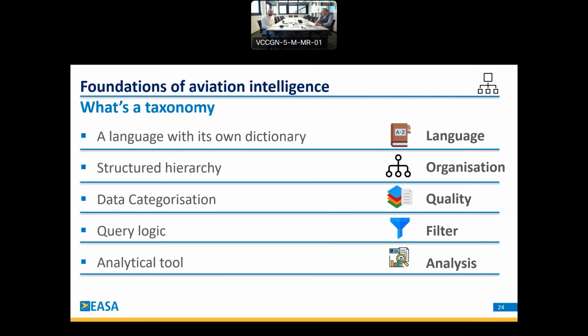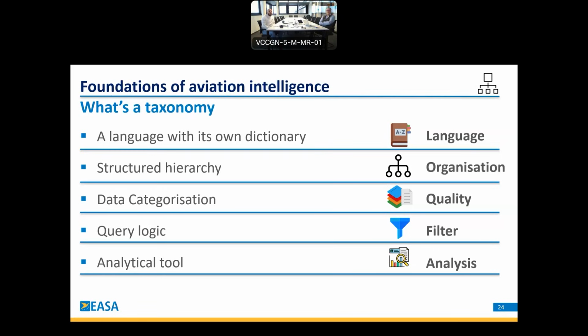The importance of the taxonomy is that it has a structured hierarchy. So it has this parent-child organization, so that we know where we are storing the information, and we can logically dive through or navigate through the structure, so we know where to look for the data.